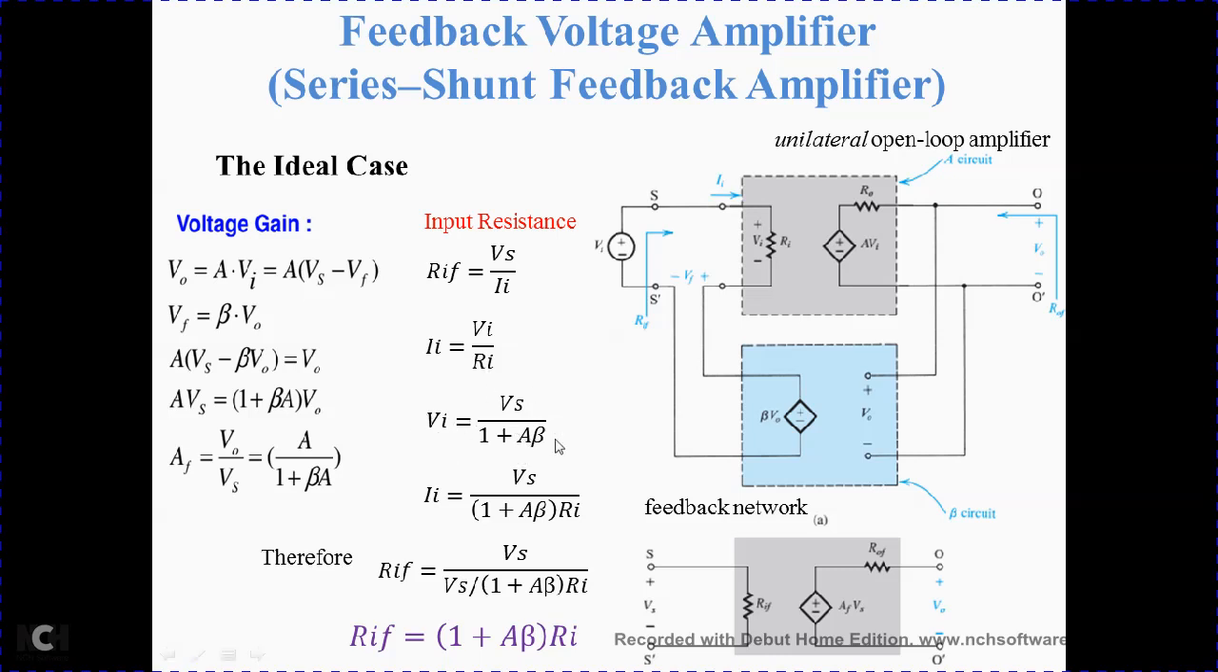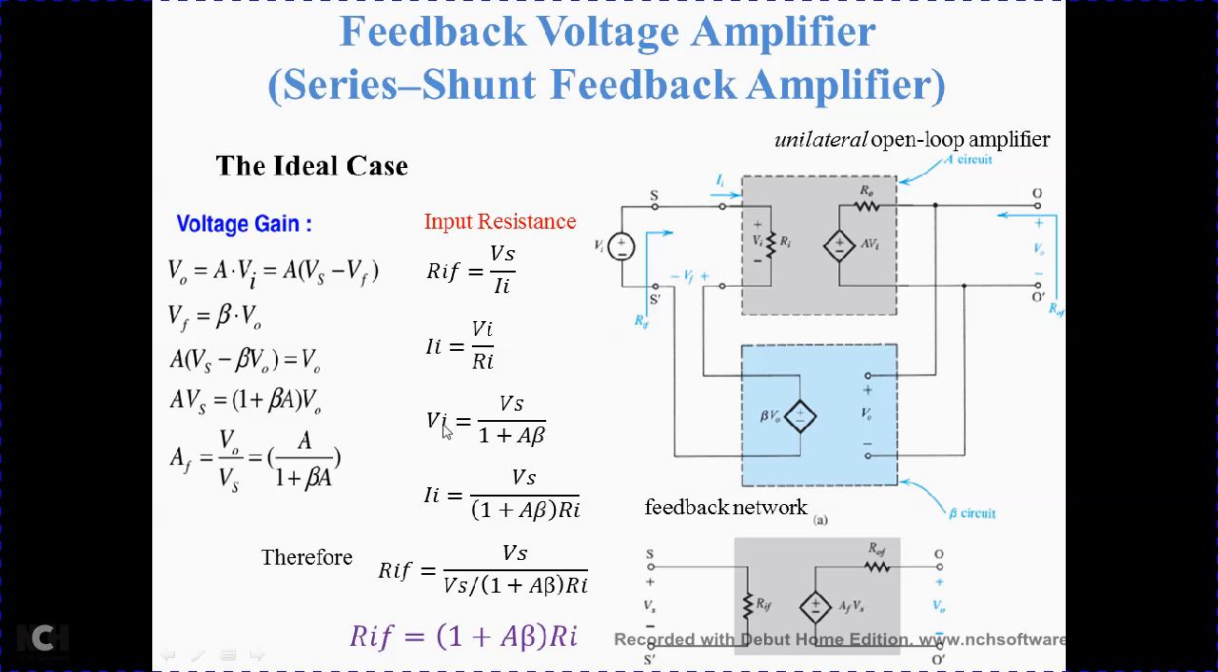Here you can see how this actually comes. Now I can explain this. Here the gain is reduced by the factor of 1 plus A beta. That ultimately tells us the input voltage is also reduced by a factor of 1 plus A beta compared to the original input. If this is possible, then only this is possible. So Vi is equal to Vs by 1 plus A beta. You need to divide the input voltage by 1 plus A beta, that is Vi.